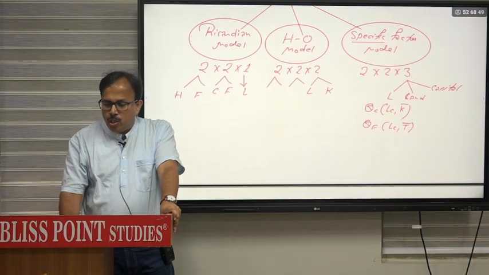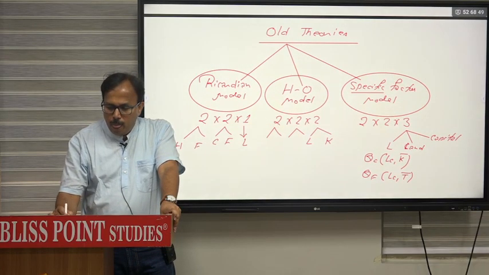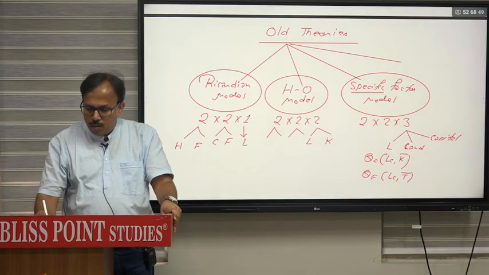So what is the implication of that? So the third model will be this. Then fourth is the standard trade model.